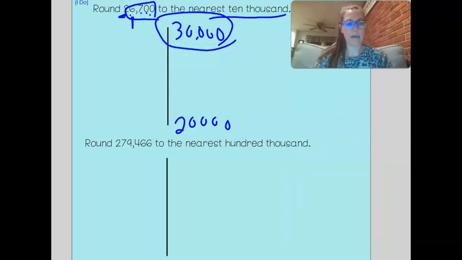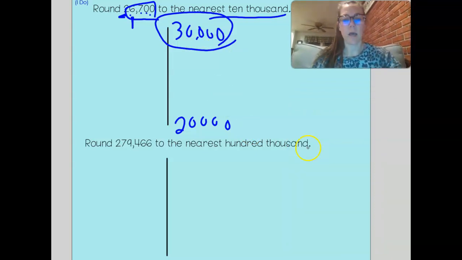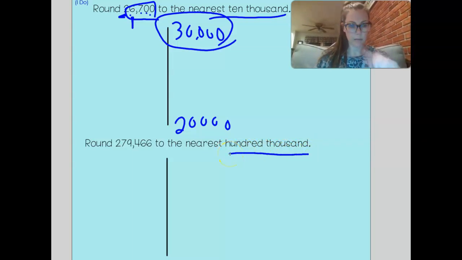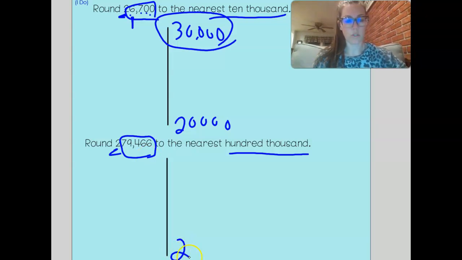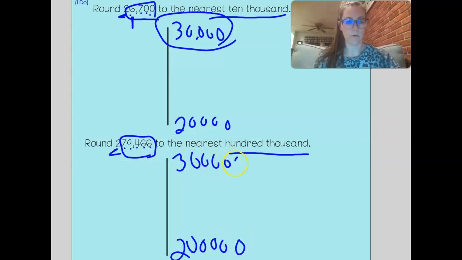All right, I'm going to do one more. Round 279,466 to the nearest 100,000. In my number, I need to find my 100,000 place. That is the 2. Underline my 2, box everything else behind it. All right, what number did I underline, or what numbers are not in the box? That is a 2. 1 more than 2 would be 3. Count the digits in the box. 1, 2, 3, 4, 5. Commas here to help myself organize.